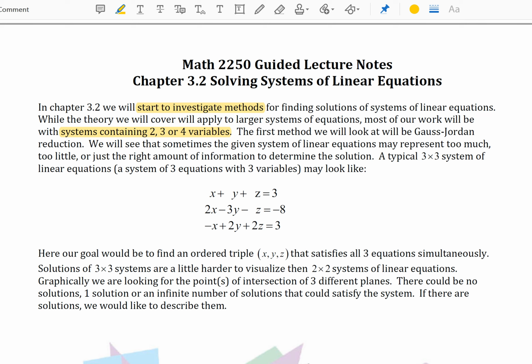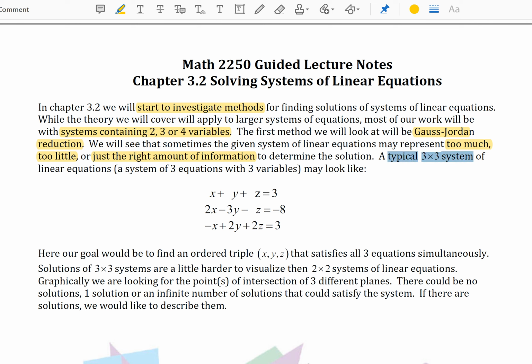The first method we will look at will be Gauss-Jordan reduction, also called Gauss-Jordan elimination. We will see that sometimes the given system of linear equations may represent too much, too little, or just the right amount of information to determine the solution.